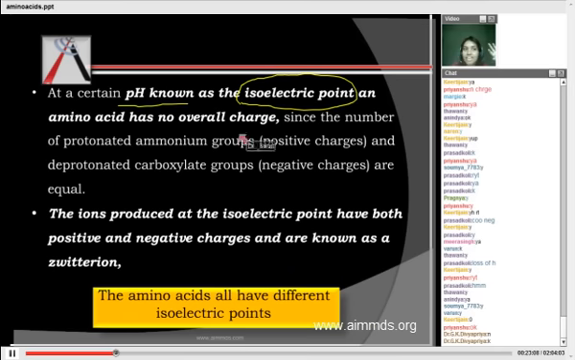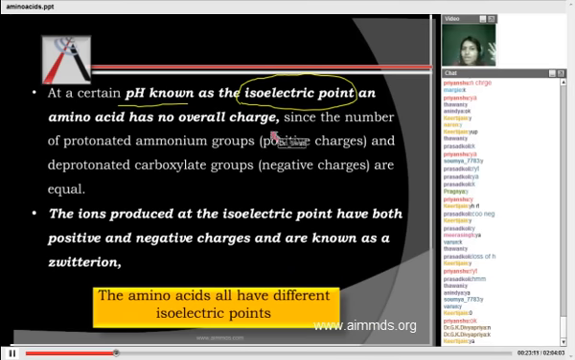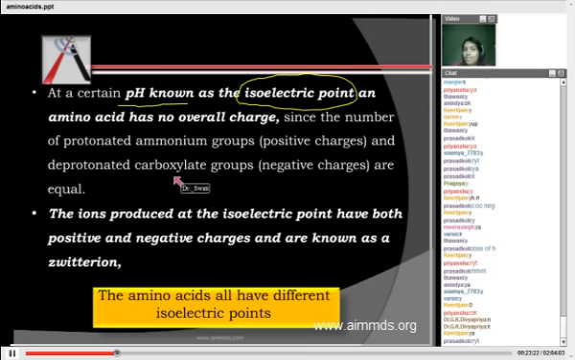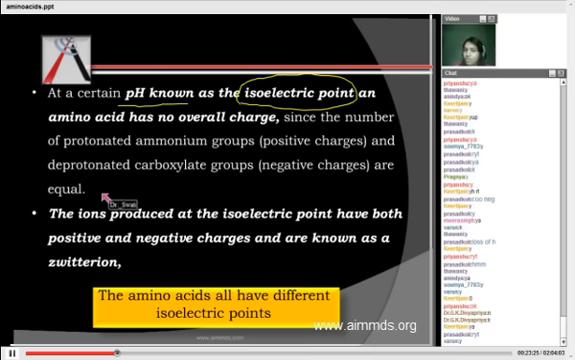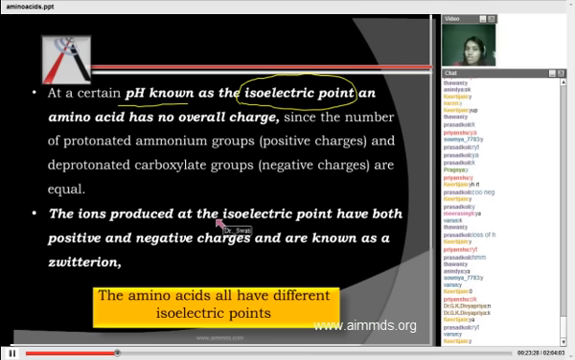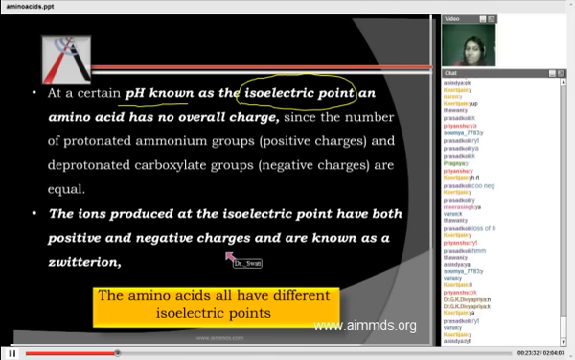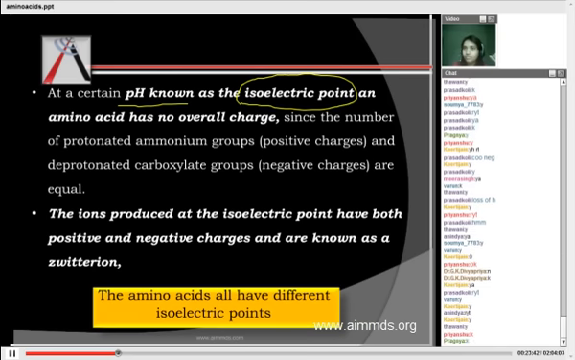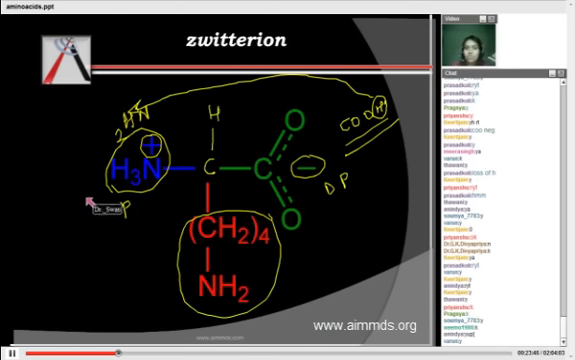At a certain pH known as the isoelectric point, an amino acid has no overall charge, since the number of protonated amino groups, that is the positive charge, and the deprotonated carboxylate groups, that is the negative charge, are equal. You remember what a protonated amino group was. The ions produced at the isoelectric point have both positive and negative charges, and these ions are known as zwitterions. So the ion which has both positive as well as negative charge is called a zwitterion, and the pH at which it exists is called the isoelectric pH.